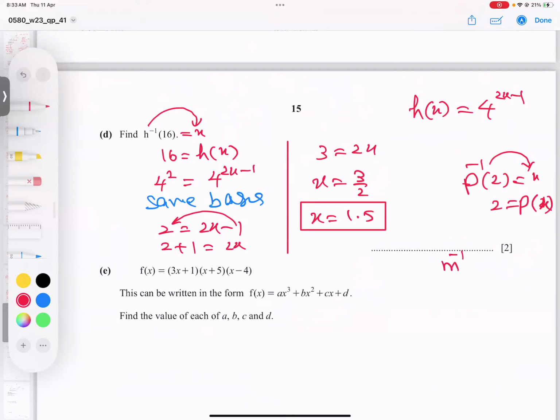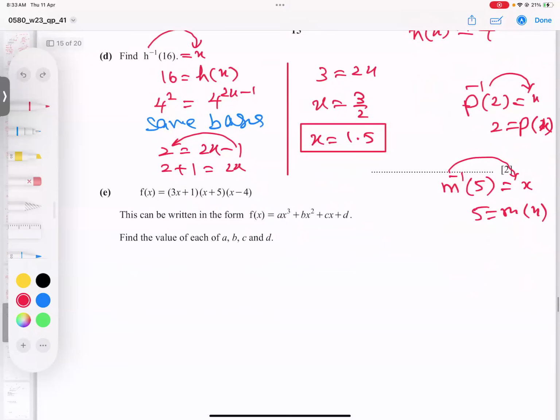If m inverse of 5 equal to, let's say, nothing, I can write here x. So m inverse will go this way, so 5 equal to m of x. You can replace the m of x value and solve further. I think it's a very easy technique. So let's talk about this question.